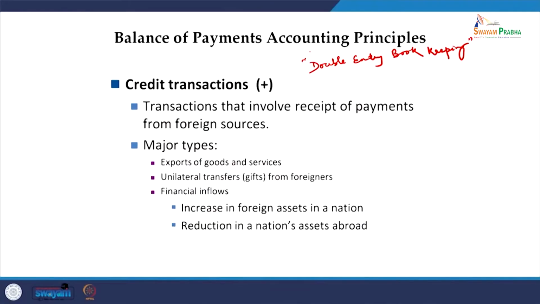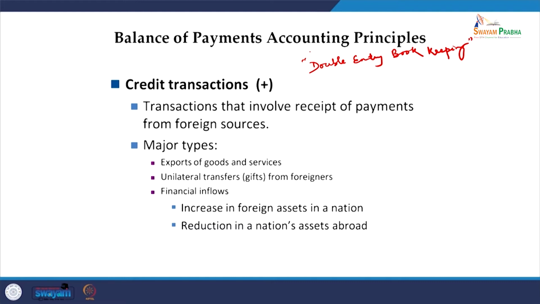Another direction of this is through financial flows. That may be due to an increase in foreign assets in a nation, or a reduction in a nation's assets abroad. So, an increase in foreign assets in a country, like when the country invests in another country, its own FDI in another country, its assets increase, and the profit earned due to that also gets credited as an entry to the country's balance of payment. Similarly, reduction in the nation's assets abroad.